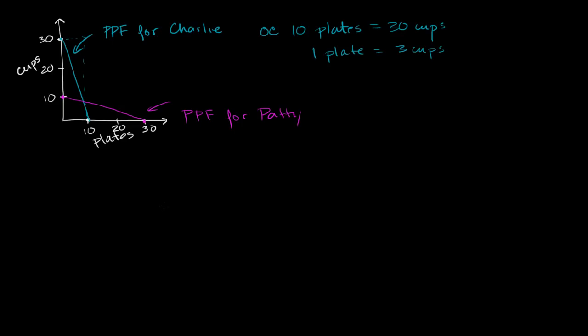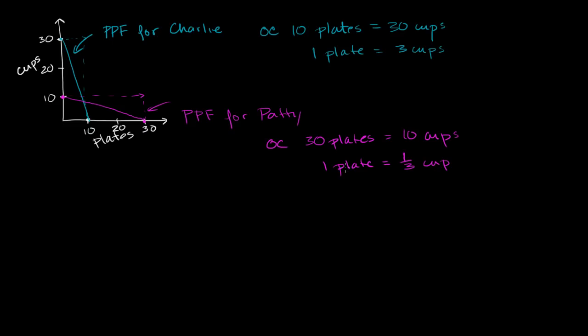And let's think about her opportunity cost for producing a plate. So if she's sitting right over here and she was focused all on cups, and if she wanted to produce 30 plates, and I'm intentionally using the endpoints to make the math more obvious, then she would have to give up 10 cups. So her opportunity cost to produce 30 plates is equal to 10 cups. Or if you divide both sides by 30, the opportunity cost of her producing one plate in terms of cups is 10 divided by 30, which is 1/3 of a cup.